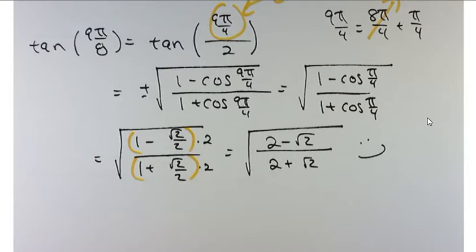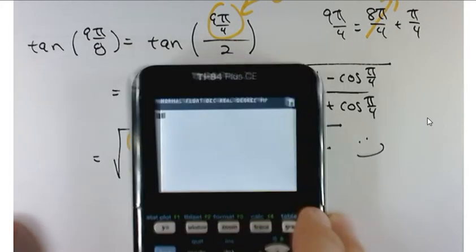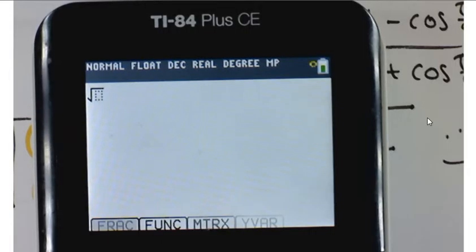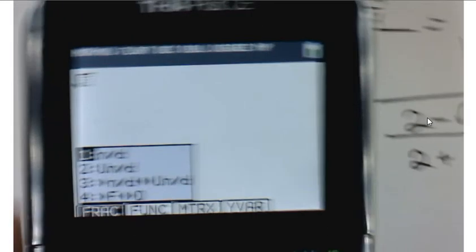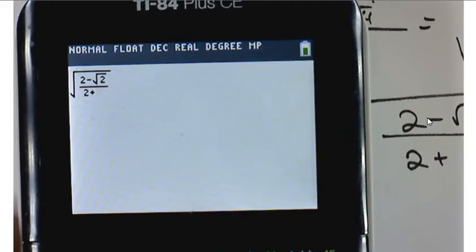So for the answers in the book, how are we going to check if it goes? One thing you can do is check it numerically. So square root of the fraction 2 minus the square root of 2 over 2 plus the square root of 2. And I'm guessing it's going to be about 0.41 something, 414.